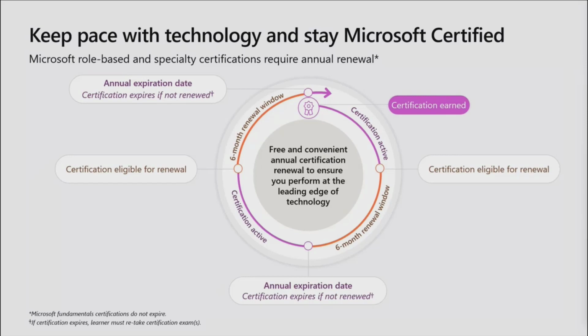Basically, you earn your certification, and 1 year starts to count the day you earn your certification, and you have the option to renew your certification anytime 6 months before your certification expires. So when you earn it, your certification expires 1 year later, and you have 6 months to renew before it expires. And the renewal is a simple process. All you need to do is to take a free online and proctored assessment on Microsoft Learn, and if you pass the assessment, you will renew your certification for another year.